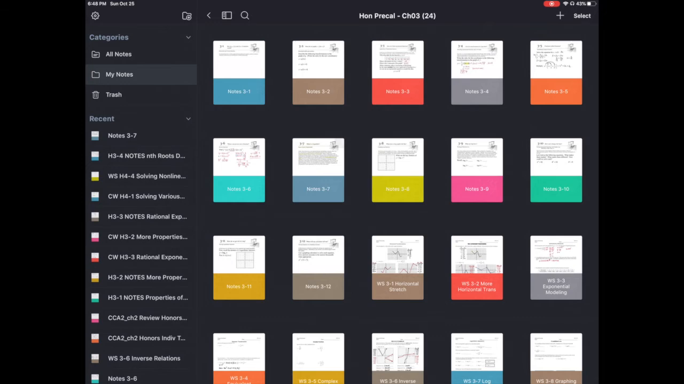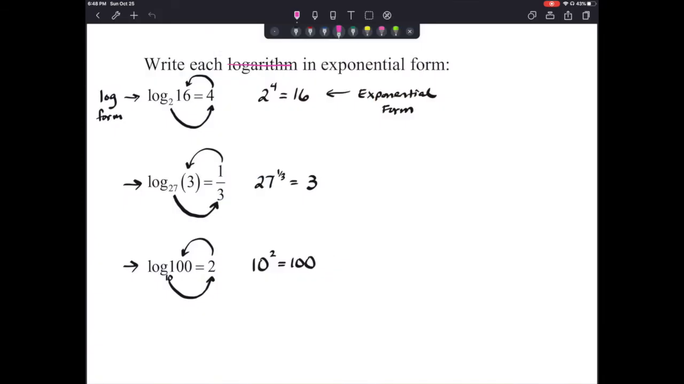Whoops, that's supposed to be the highlighter. Come back. My luck. Let's just erase that. There we go. So we have log form, we have exponential form. Our log form has the log in it. Our exponential form, I should have just used yellow here. This is yellow. This is our exponential form. Two different forms of the same statement.